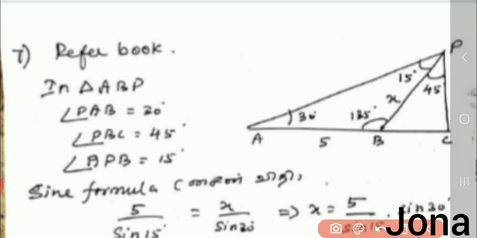Seventh problem. Two soldiers A and B in different underground bunkers on a straight road spot an intruder at the top of the hill. The angle of elevation of the intruder from A is 30 degrees and from B is 45 degrees. If A and B stand 5 km apart, find the distance of the intruder from B.